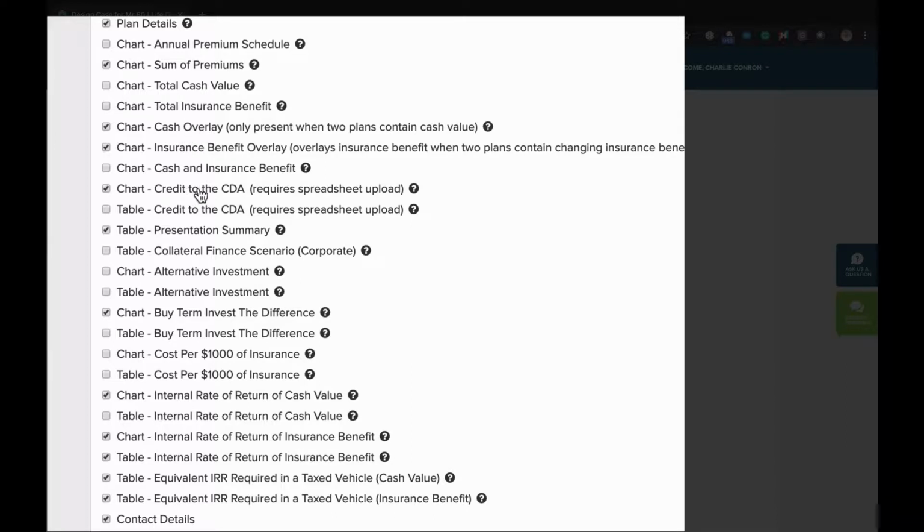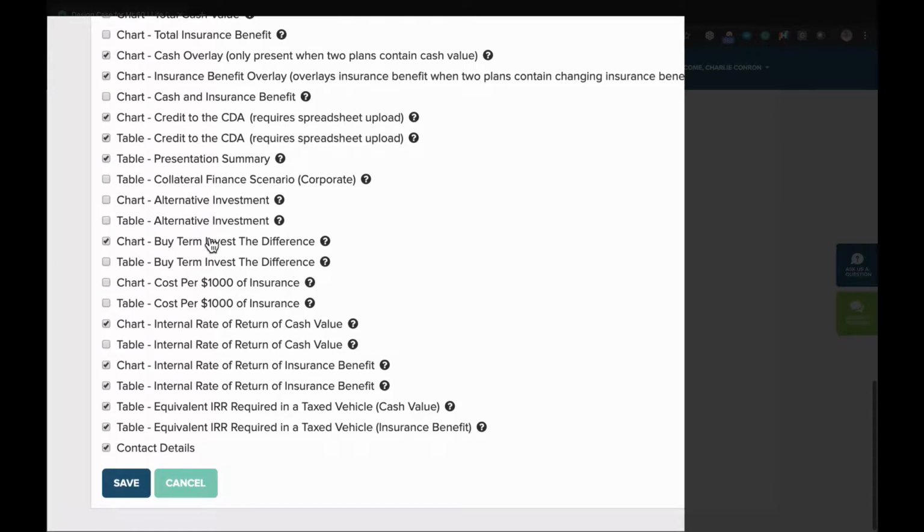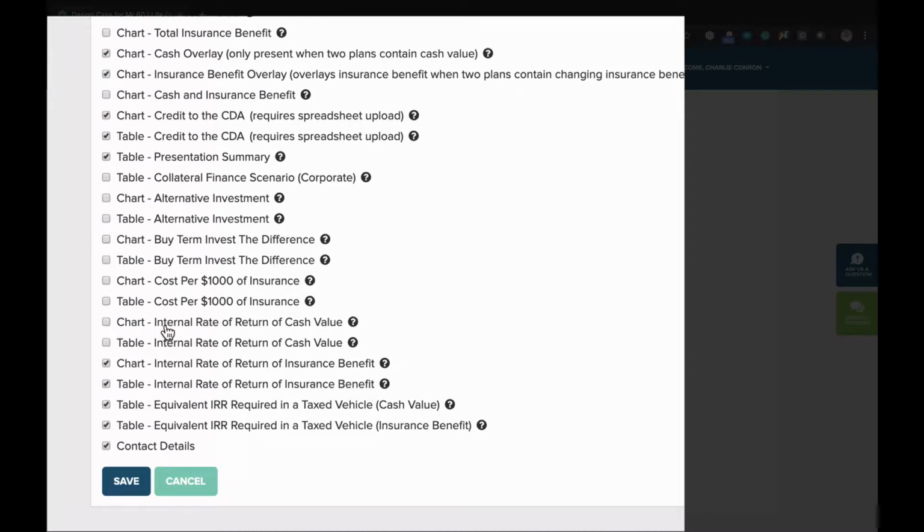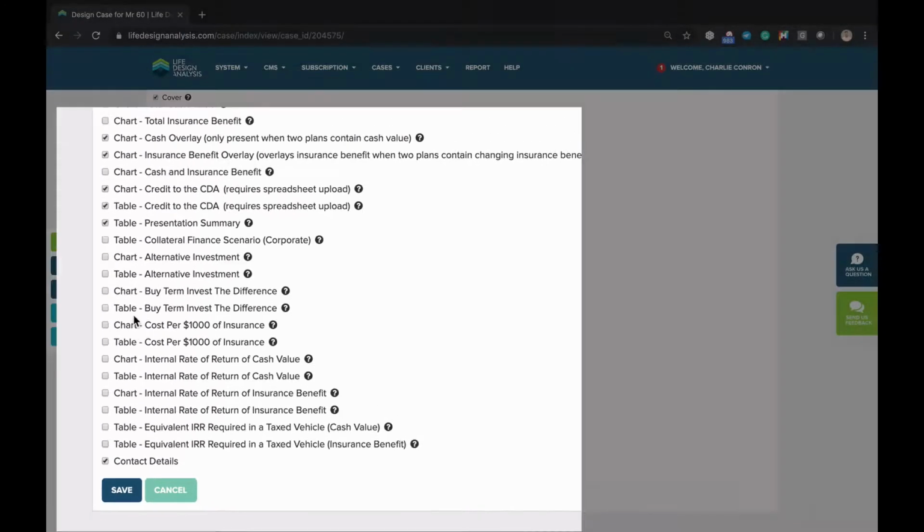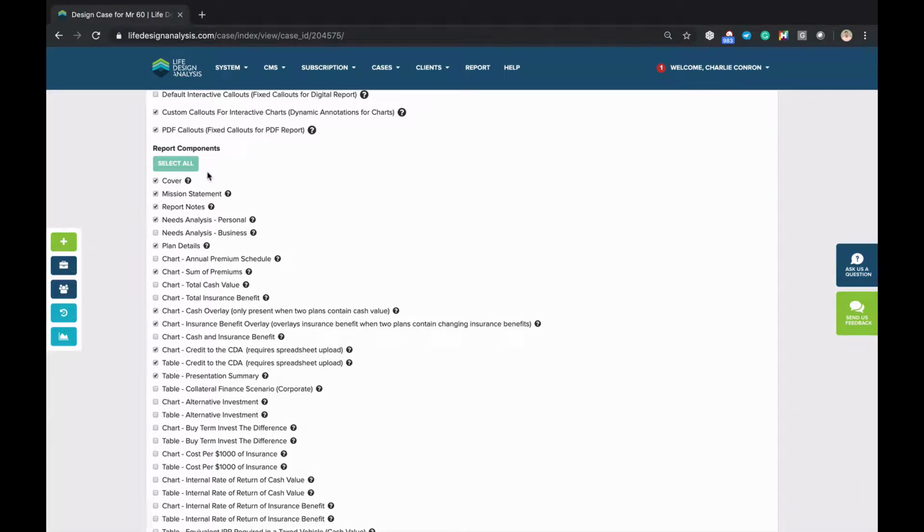As I talked about, we're going to be focusing on credit to the CDA, so you can have the chart, or if you want a table. I'll leave the presentation summary. I like that, but I'll get rid of some of these other ones. They're not as relevant in the case because, again, we have a sole focus of maximizing that credit to the CDA. So I've got my report component set with the way that I want my report to look.